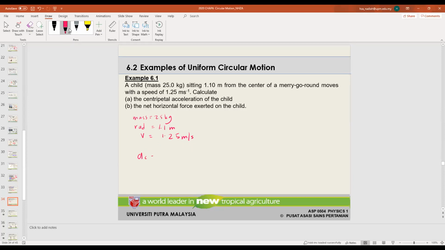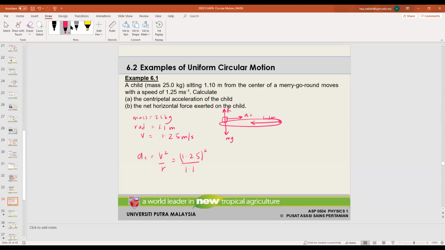We know that ac equals v squared over r. So we know this already. v is 1.25, r is 1.1. If I were to sketch this, it would be 1.1 meter. I would be the child sitting over here, and this would be my mass, mg. This is my R and this is my ac, pointing towards the center of the circular motion.